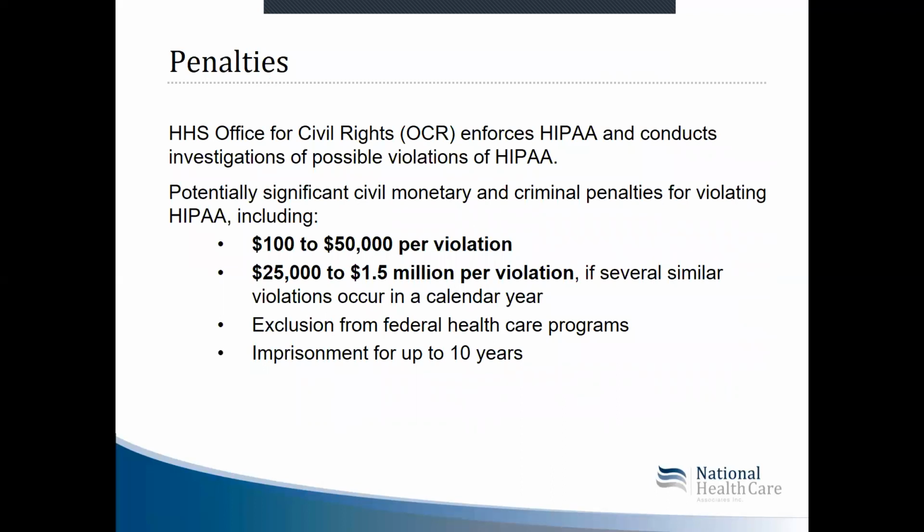The HHS Office for Civil Rights enforces HIPAA and conducts investigations of possible violations of HIPAA. There are potentially significant civil, monetary, and criminal penalties for violating HIPAA, including $100,000 to $50,000 per violation, $25,000 to $1.5 million per violation if several similar violations occur in a calendar year, and possible prison time.